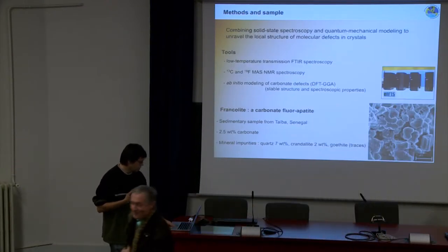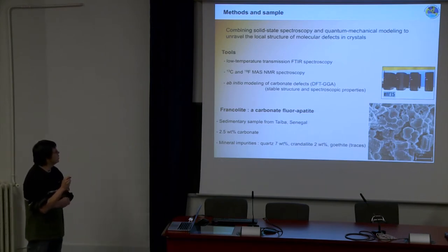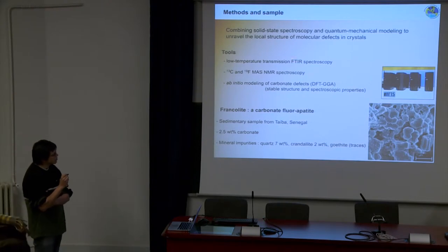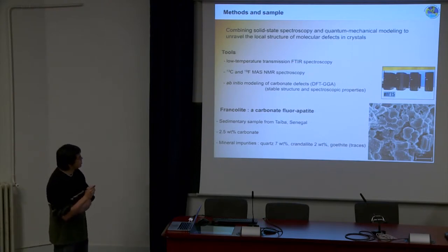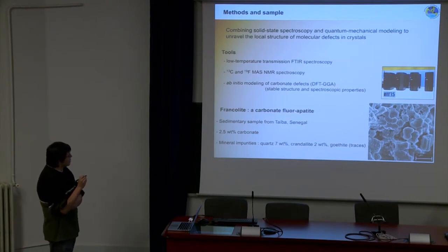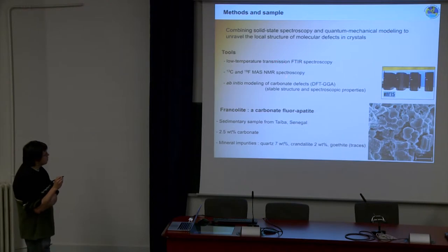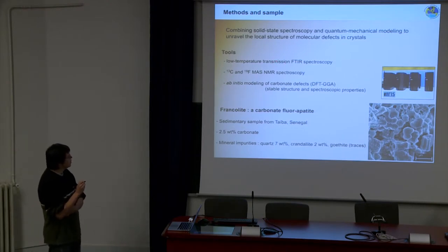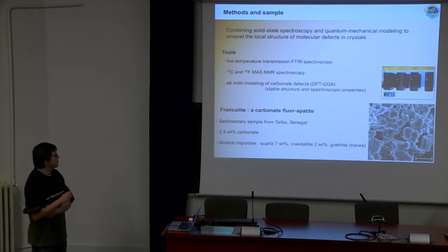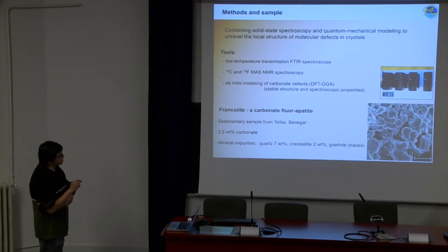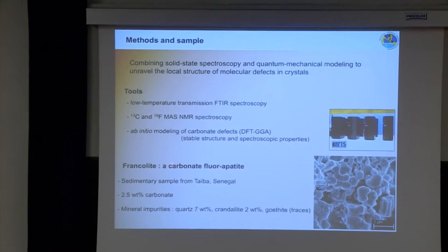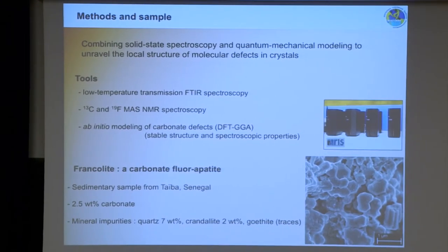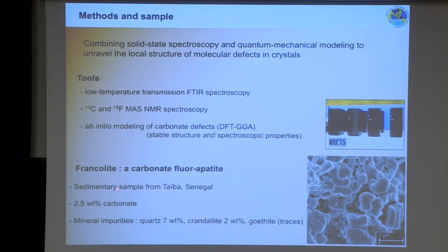Concerning the tools of our approach, we are trying to combine solid-state spectroscopy, mostly in the present talk low-temperature transmission Fourier transform infrared spectroscopy and nuclear magnetic resonance spectroscopy, with ab initio modeling of carbonate defects at the density functional theory level using national computing facilities. I will mostly present experimental results on a reference sample of carbonate fluorapatite, also called francolite. It is a natural sample from Senegal, and it contains some 8% of carbonate and a few percent of other mineral impurities.